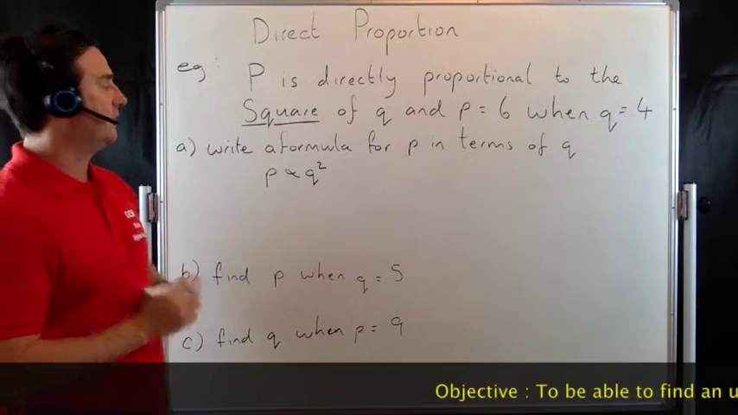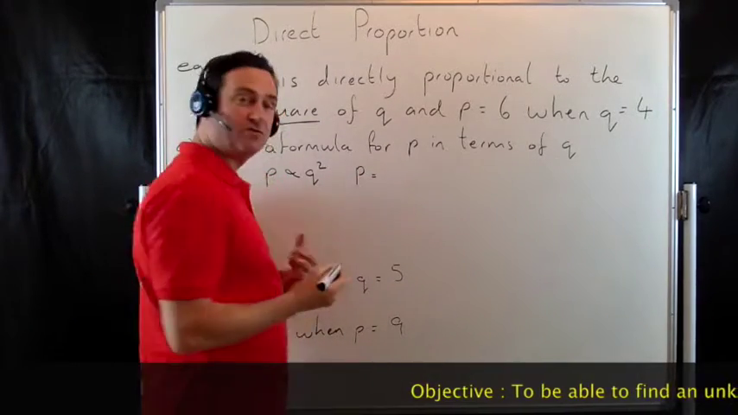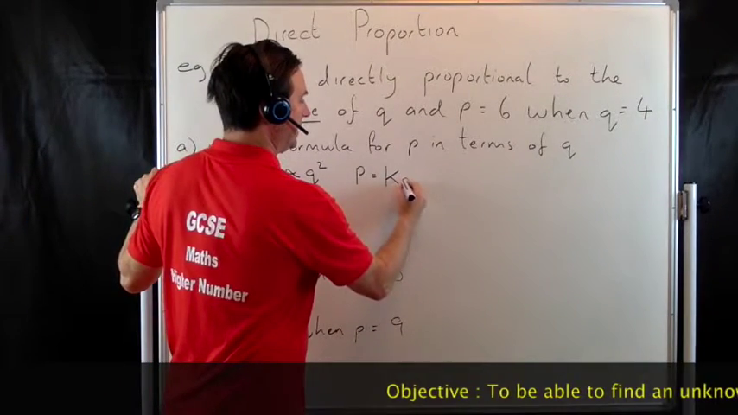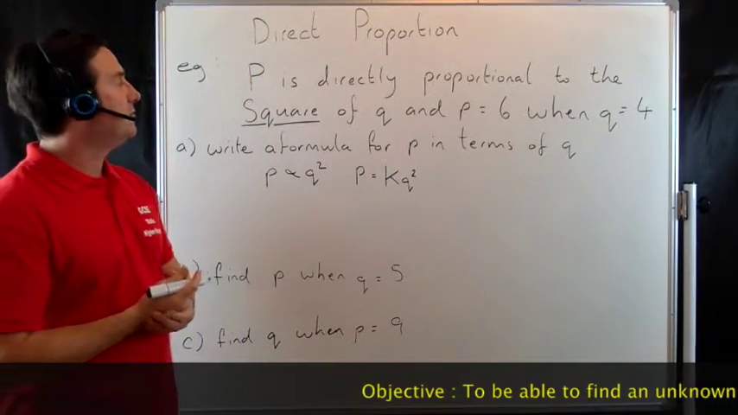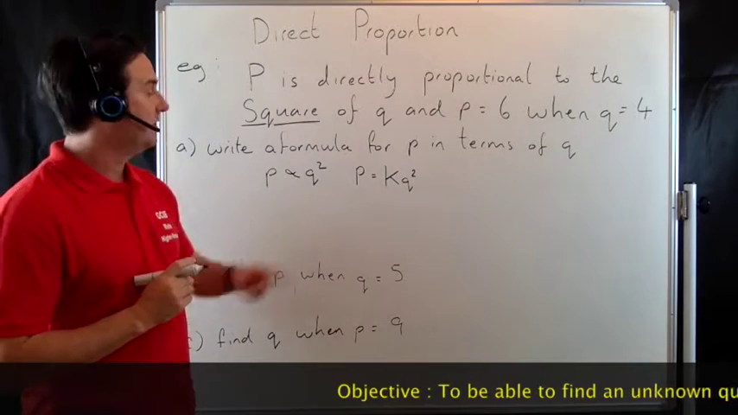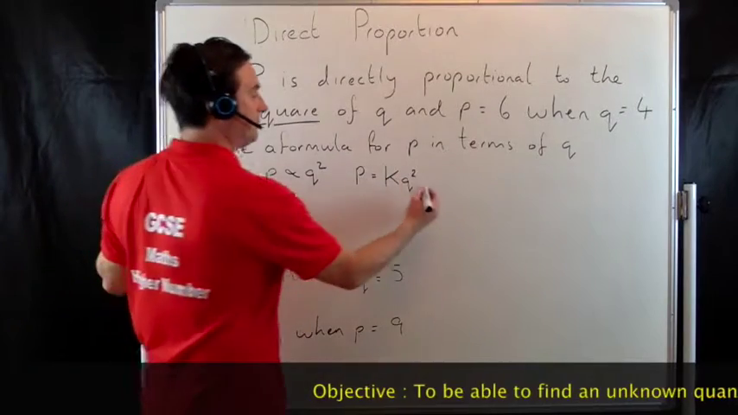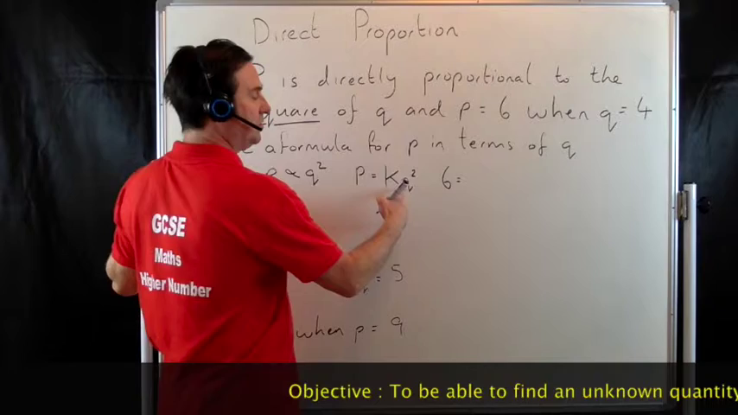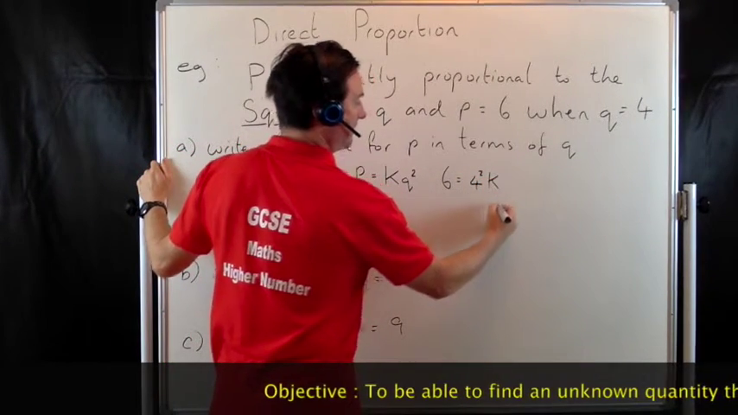Now we can put that into our equation. So P equals, and we introduce the constant K times Q squared. Now we can then put our values that are given for P and Q in the question. So P is 6 and Q is 4. So we can replace this. 6 equals, well this time Q is 4, so it's 4 squared times K.